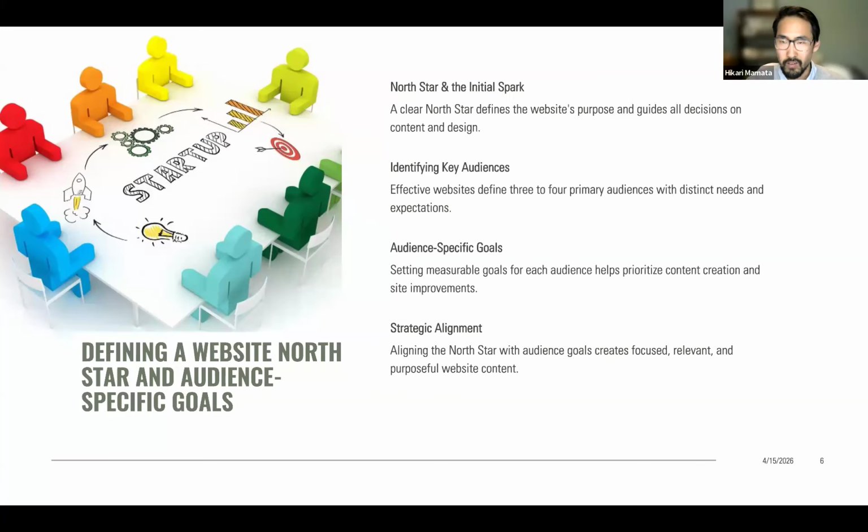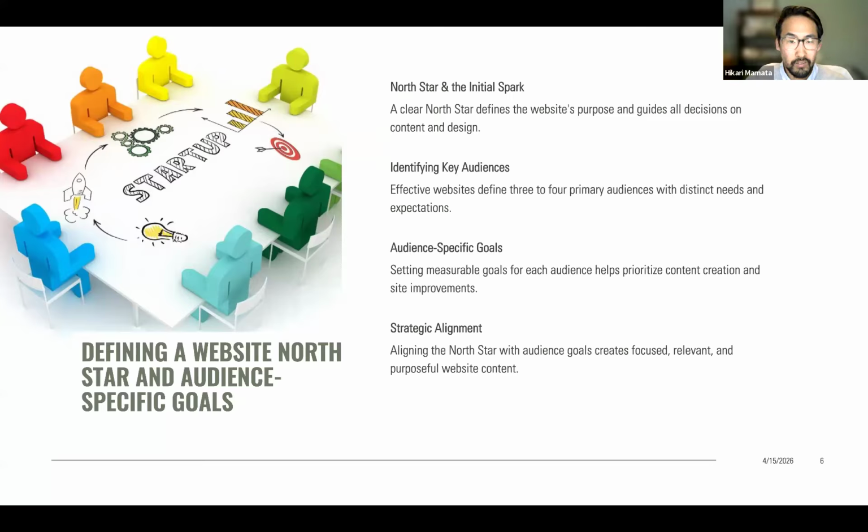And user personas are first-person narratives that you write for each audience group that really describe what's bringing them to your site, what information they want to find when they get there, and what actions they are going to want to take on your website. So rather than trying to serve everyone with the same content, effective sites will define 3 to 4 primary audiences and then create specific goals for each of them. So assuming you've effectively defined your initial spark statement, that's a great time to revisit it, right? It's identifying who are the audiences that your website should be speaking to as part of this grand goal of this North Star.